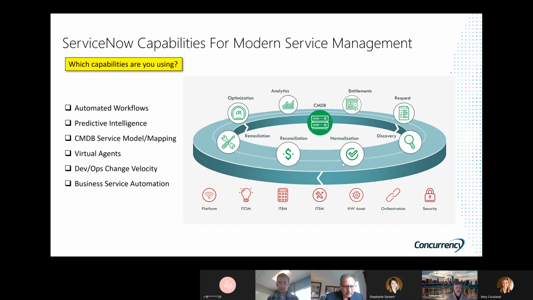So culminating with a bunch of different tools within the context of ServiceNow, things like ITSM Pro, predictive intelligence, ITOM visibility. There are particular areas that really lend itself to this conversation. So let's take automated workflows.